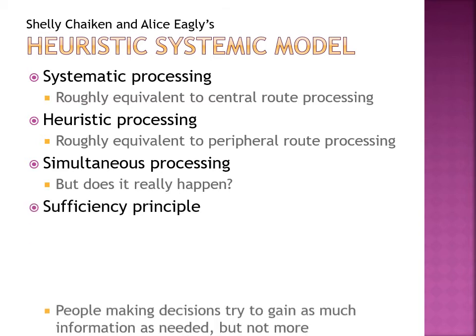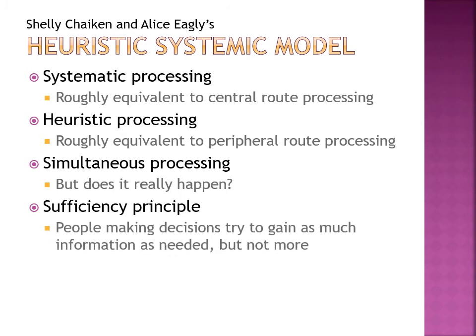Chaiken and Eagly also talked about the sufficiency principle, and I think this is an important addition to how we're looking at persuasion. Chaiken and Eagly found, again, in a lot of good, solid social scientific research, that a sufficiency principle exists, that people tend to make decisions by getting as much information as they think they need, and then they stop, right?